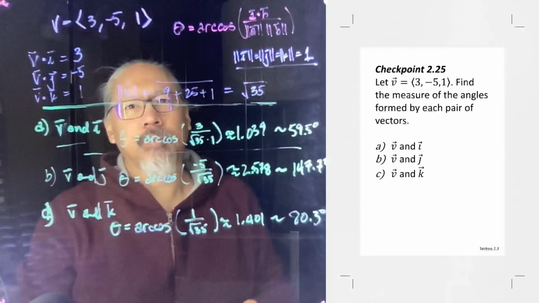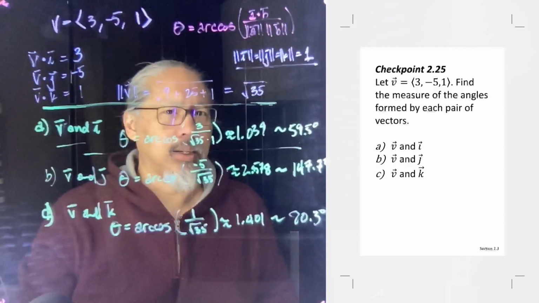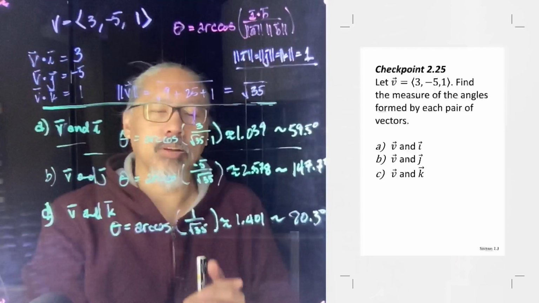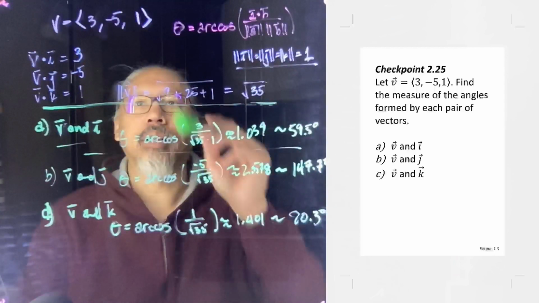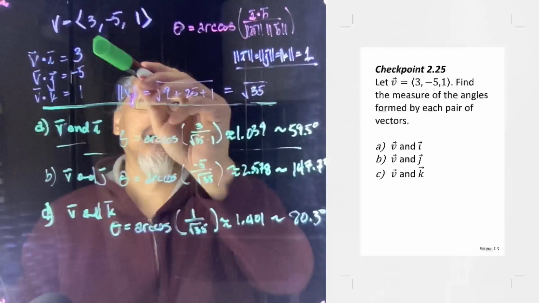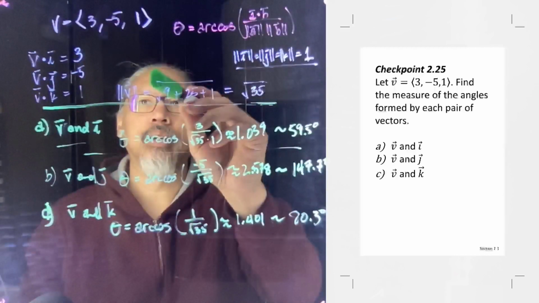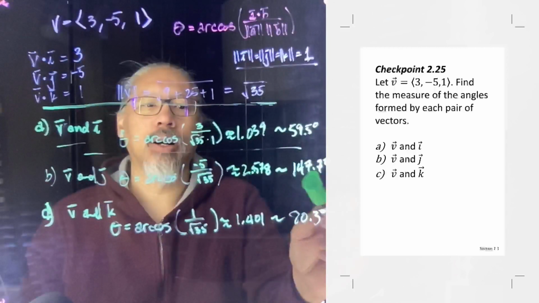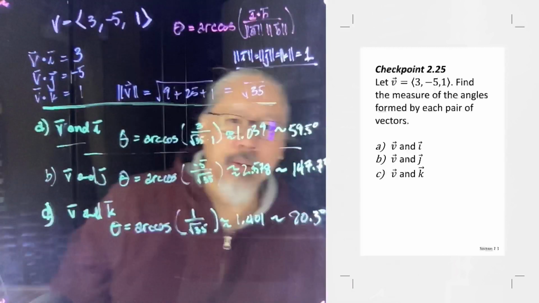Okay, so this is our setup. These are the angles. If you want to take a look at this from a graphical point of view, you can plot this vector in XYZ space, and then find the angles between this vector and the x-axis, and then the y-axis, and then the z-axis. Okay, I hope that helps.